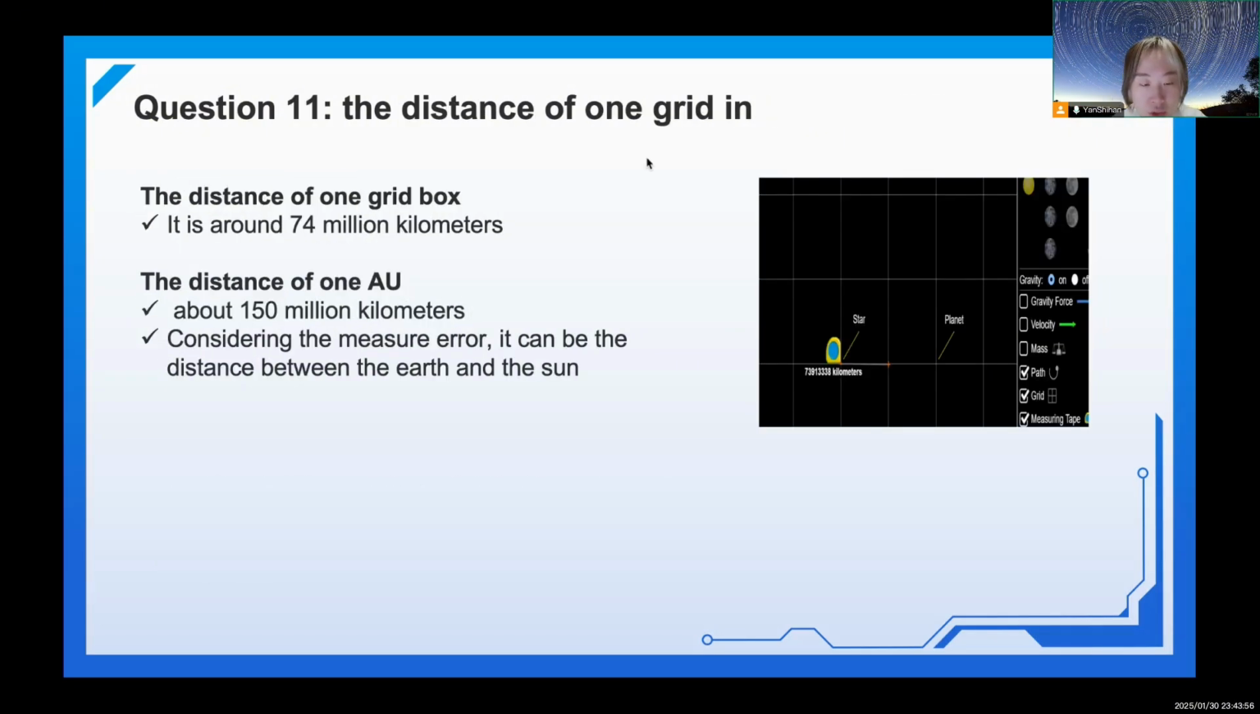To answer question 11, I measured the distance of each grid box using a ruler. I determined through measurements that the length of one grid box represents 74 million kilometers, which is half the distance of an astronomical unit. Based on this simulation, I believe we are looking at Earth currently.